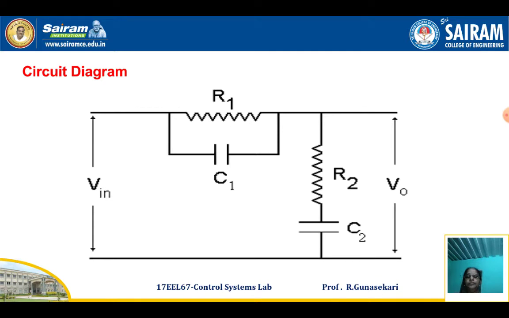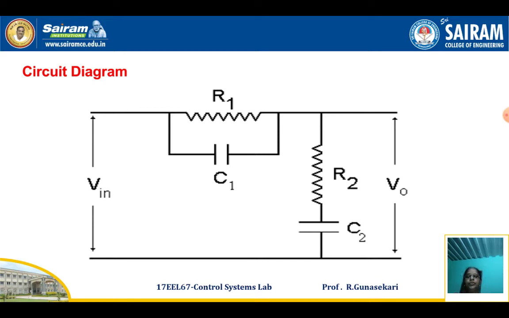Circuit diagram. Now you see the circuit diagram. R1 and C1 both are connected in parallel. R2 and C2 are connected in series. Both are connected in series. The input is given to the circuit using the signal generator. The output is taken from the circuit using CRO.